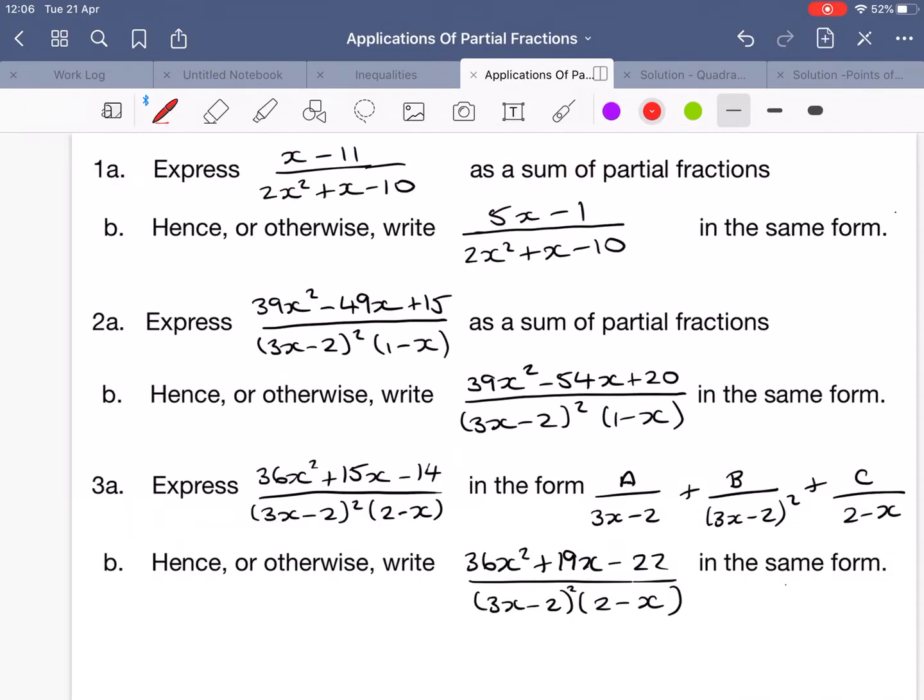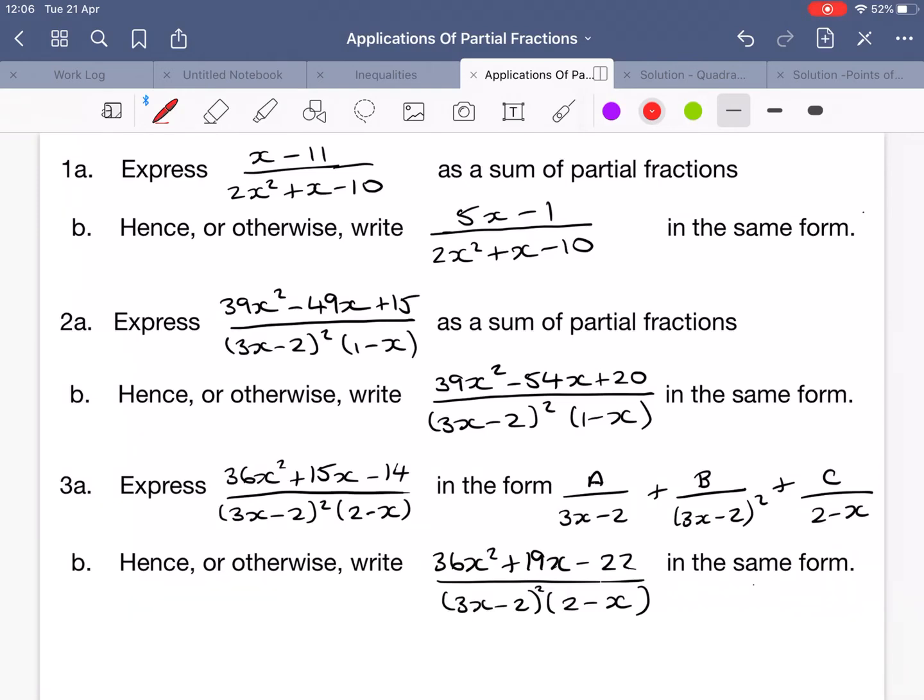Okay. Right, I've got 3 for you to have a go at. So I'm just making sure my denominators are the same for this, and they are. So press pause, have a go at the 3, and then I'll show you the answers.